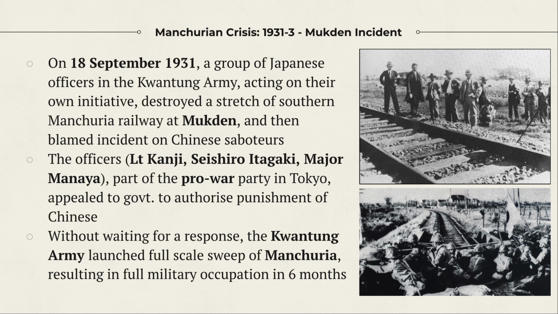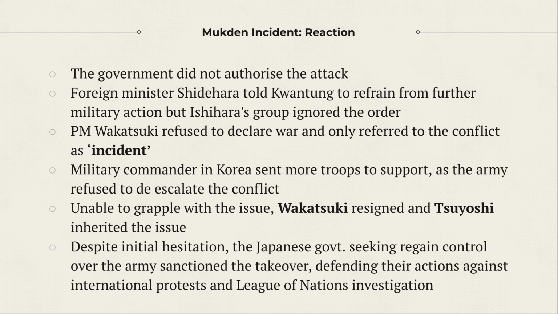So this is what's called a false flag. They are attacking their own railway and then blaming it on another nation in order to have justification to then launch a reprisal attack on the enemy. So this is what they do. Without waiting for a response, the Kwantung army launched a full-scale sweep of Manchuria, and it results in a full military occupation in about 6 months. So there is a small skirmish that happens at Mukden, and then that launches into a much larger invasion of all of Manchuria and full military occupation within 6 months.